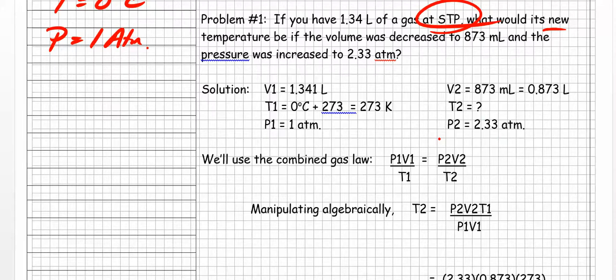Let's just write the formula. This is the combined gas law. This is P1V1 over T1 is equal to P2V2 over T2. If that doesn't sound familiar, you need to stop this video right now and go back and review those notes, okay? But that is the combined gas law.